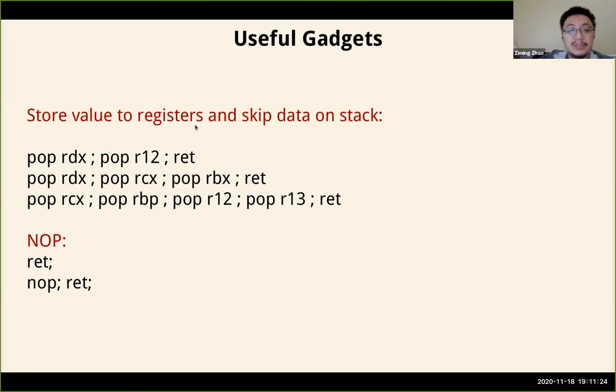store values into registers. And sometimes you don't really care about storing values to, for example, R12. You don't really care. Maybe the only purpose of this is to skip data on the stack. And also, like I just mentioned, the NOP could just be return or something else, like addition to something, then return. Something that doesn't really change your shellcode's behavior.